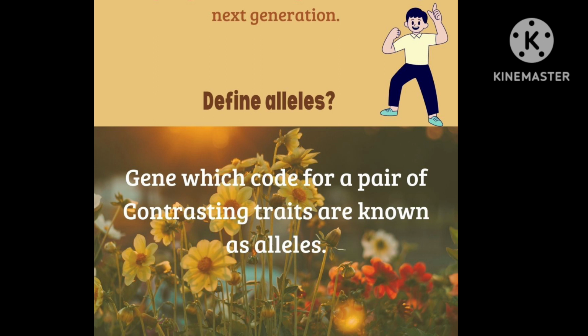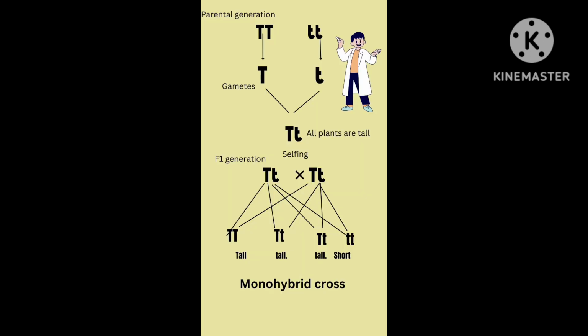If we use an alphabetical symbol for each gene, then a capital letter is used for the trait expressed at the filial stage, that is the F1 stage, and the small letter for the other trait.